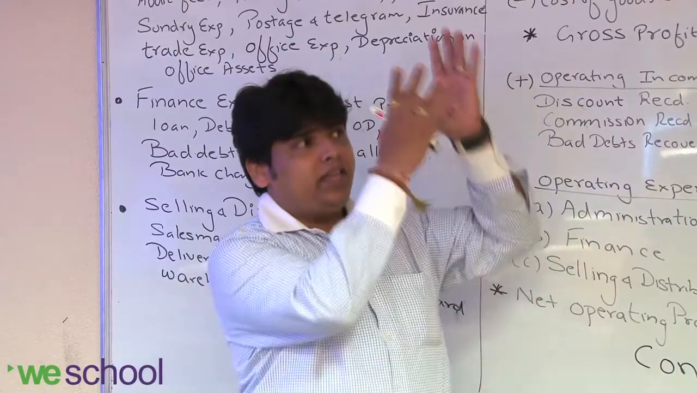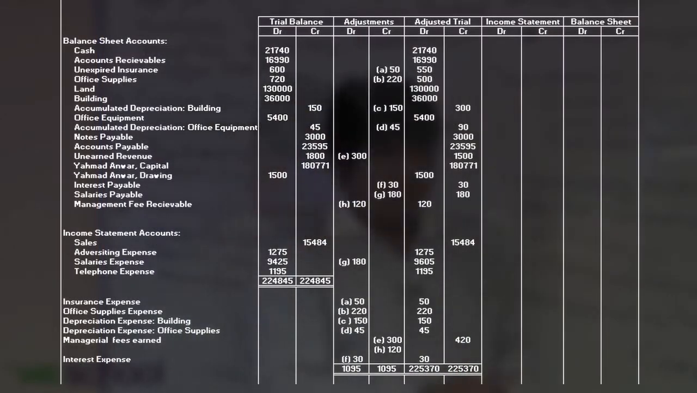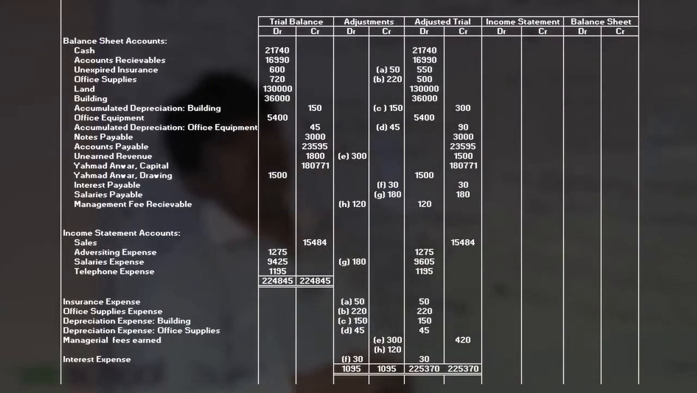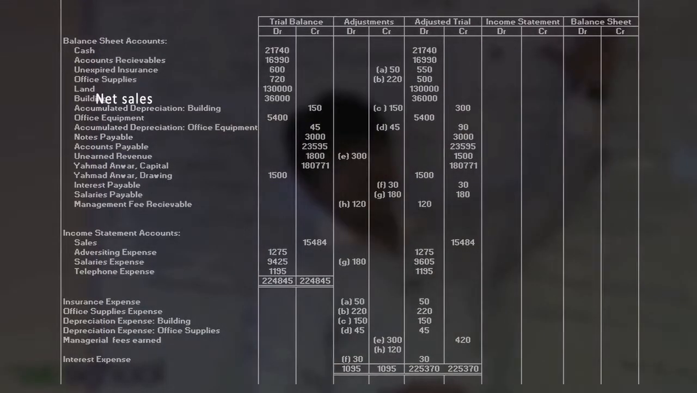Categories of expenses are there in the trial balance. From that trial balance, first you take the main income of the business, which is the net sales. The formula for net sales: total sales, meaning cash sales plus credit sales, minus the sales return, will give you the net sales.